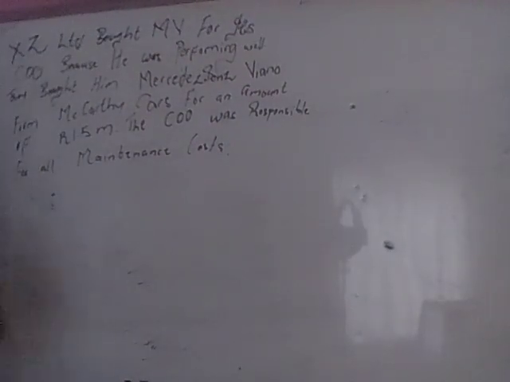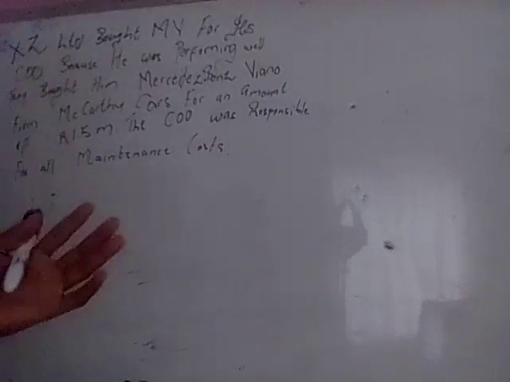Okay, so we've got an example here of a motor vehicle right of use. XZ Ltd bought a motor vehicle for its chief operating officer, because he was performing well. They bought him a Mercedes-Benz Viano from McAfee Cars for an amount of 1.5 million rands. The CEO was responsible for all maintenance costs.